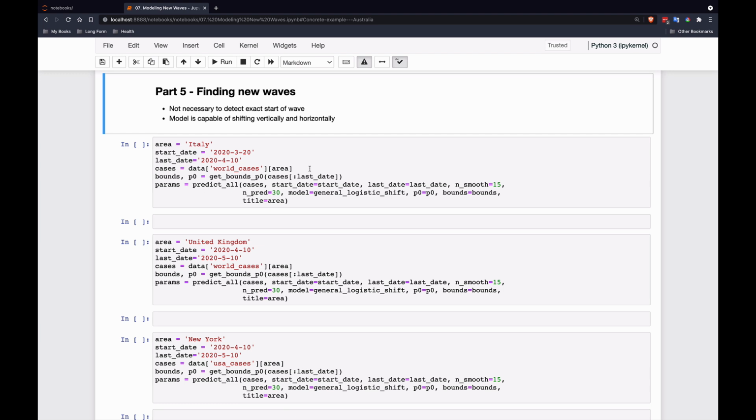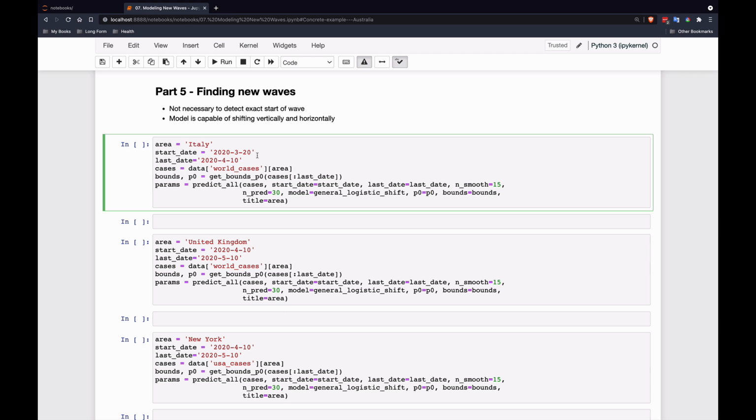And the reason it's not necessary is because our model is capable of shifting both vertically and horizontally. So even if we start modeling towards the middle or even the end of a case wave, our model should be able to move horizontally and vertically to align right where it is in the wave. So to show you how this works, we're going to model some cases from different areas of the world that are not from the beginning.